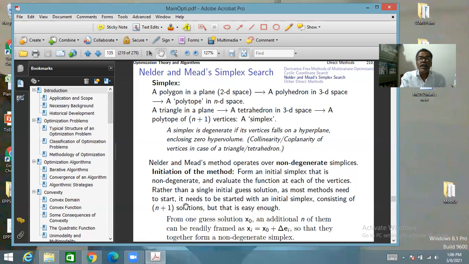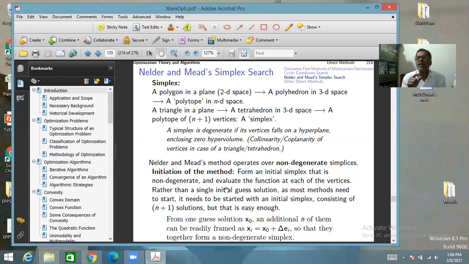Now here you might think that, oh my God, giving an n+1 vertex simplex, n+1 points, you have to generate and ensure that the simplex that gets built out of that is non-degenerate. That is itself a task. No, actually it is not, because it is actually very simple.